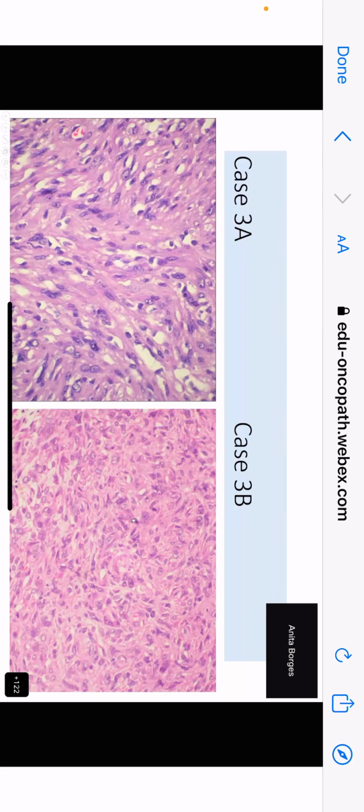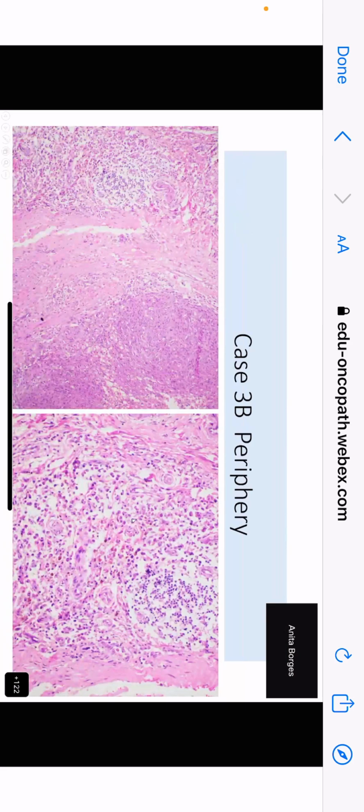Okay. Now the periphery of case 3B. What do you see at the periphery of case 3B? Ma'am, in case 3B, there are inflammatory cells predominantly at the periphery, composed of lymphocytes, eosinophils, plasma cells, and some hemosiderin-laden macrophages. You see this nodule, no? A lymphoid nodule.